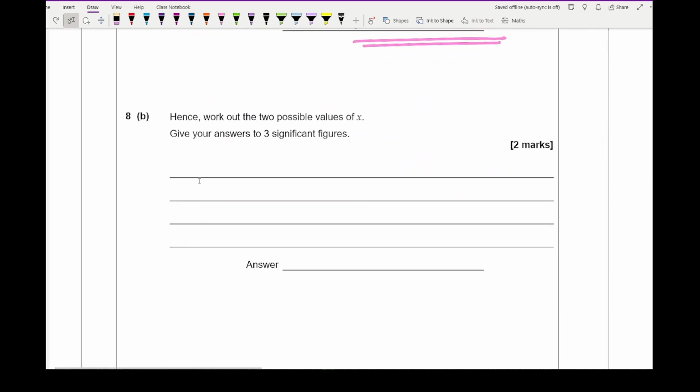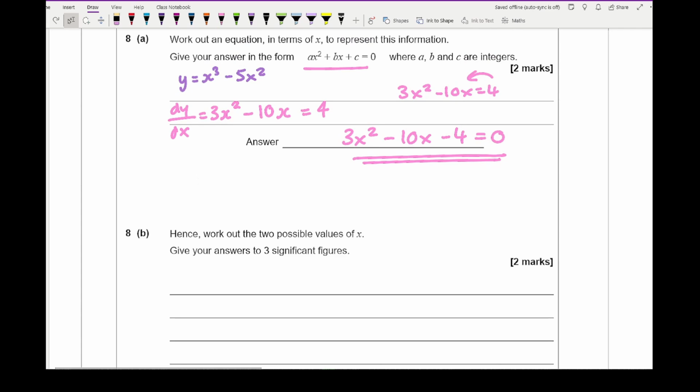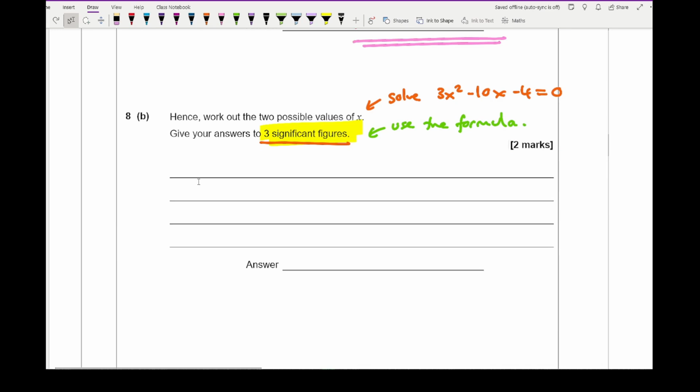It then says, hence work out the two possible values of x. Well, for this, because it says 3 significant figures, what I want to do is solve 3x squared minus 10x minus 4 equals 0. Because it mentions rounding, solving that quadratic, I'm going to go straight into using the formula. If you've got one of the A-level calculators, it will do it for you. But basically, you have an A value of 3, a B value of minus 10, and a C value of minus 4.